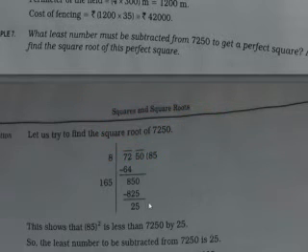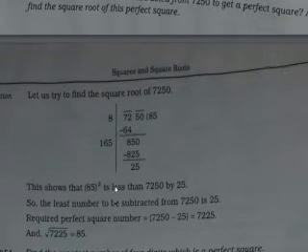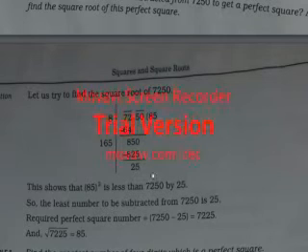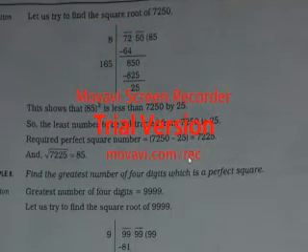So when we subtract this number, it will become a perfect square. Here it has been written that 85 square is less than 7250 by 25. That means when we subtract 25 from here, we will get the square of 85. So the least number to be subtracted from 7250 is 25. The required perfect square number is 7250 minus 25, that is 7225, and the square root of 7225 is 85. I hope all of you understood it. It's very simple.